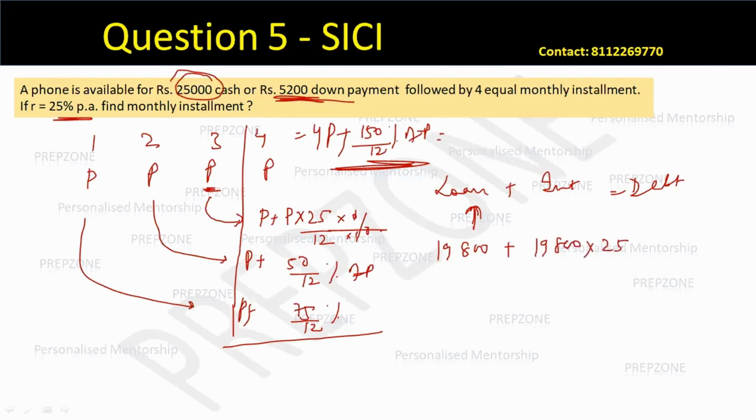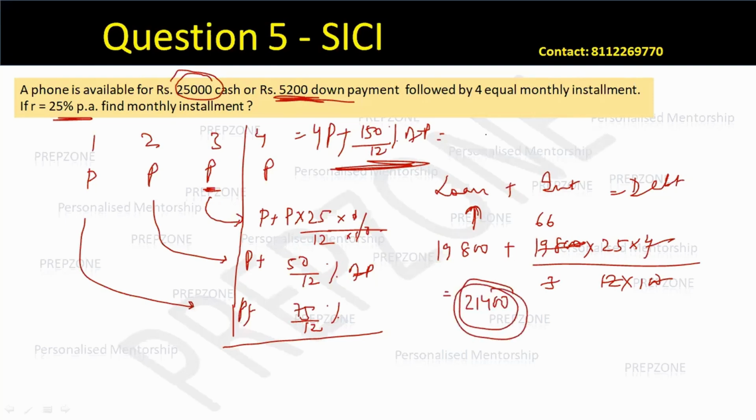19,800 into 25 into 4 by 12 into 100. Simple. It is 4 months, so 4 by 12 years. 25% is the rate of interest, by 100. Very simple calculation. 4 3s are 12. This is 66. 66 into 25 plus 1980. So this is nothing but 1650 is your amount. So 1650 plus 19,800 will be 21,450. So this becomes your total debt amount, which you will equate here and solve.